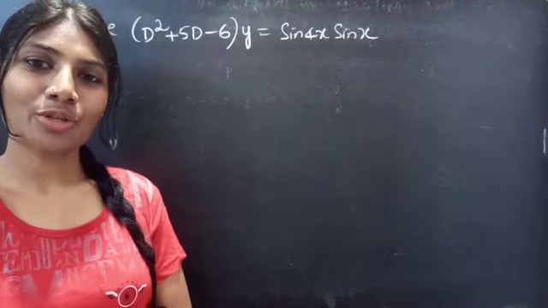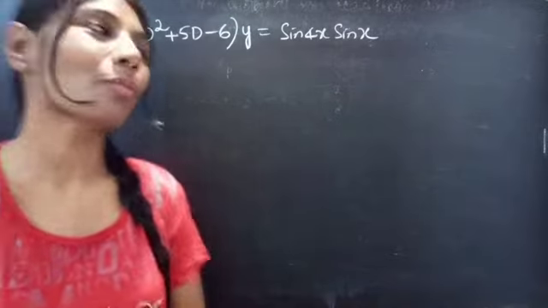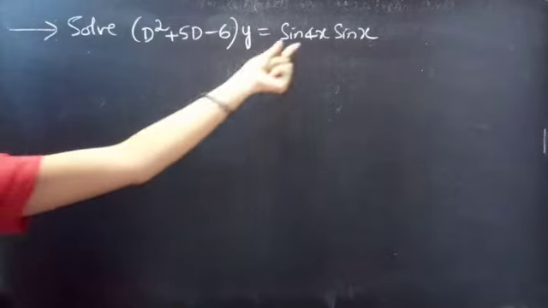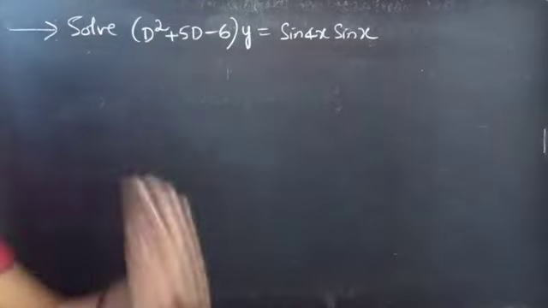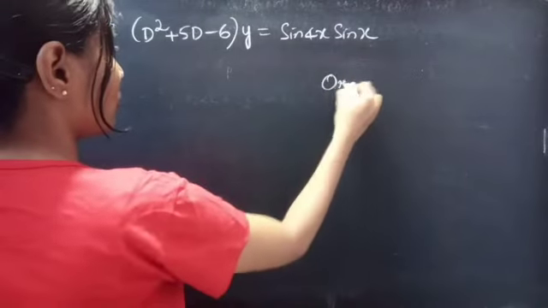In this video, we are going to solve a differential equation from higher order linear differential equation. So let's get started. Problem: Solve (d squared plus 5d minus 6) y equals sin 4x sin x. So firstly, let's find the order and degree of the given differential equation.